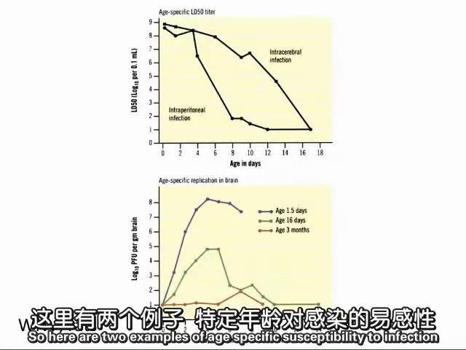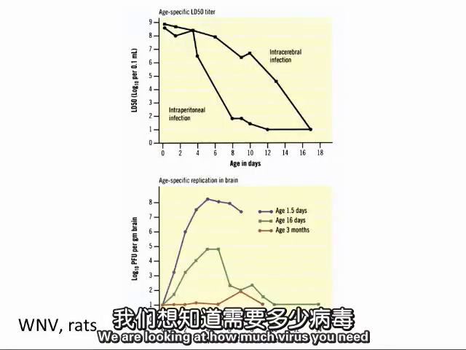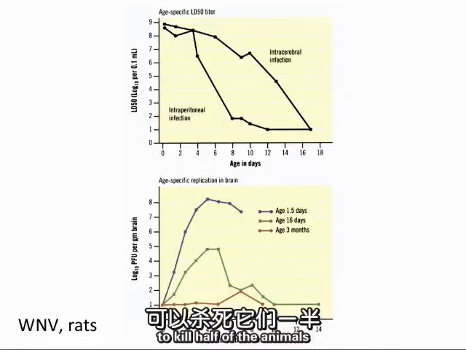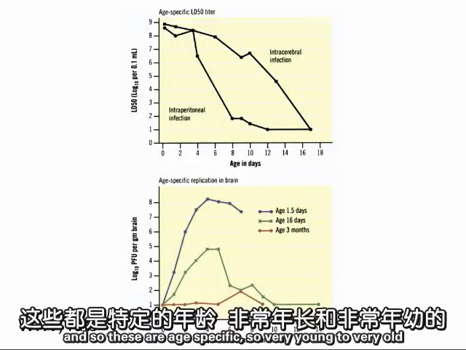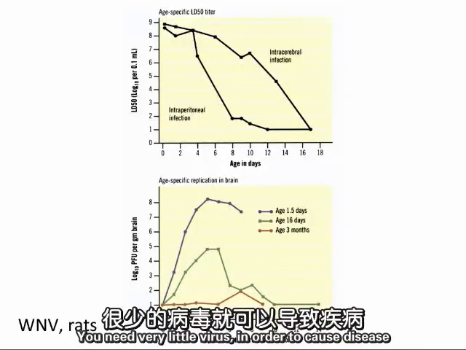So here are two examples of age-specific susceptibility to infection. This is West Nile virus in rats. On the top, we're looking at how much virus you need to kill half of the animals. And so these are age-specific, so very young to very old. The very young are very susceptible. You need very little virus in order to cause disease.